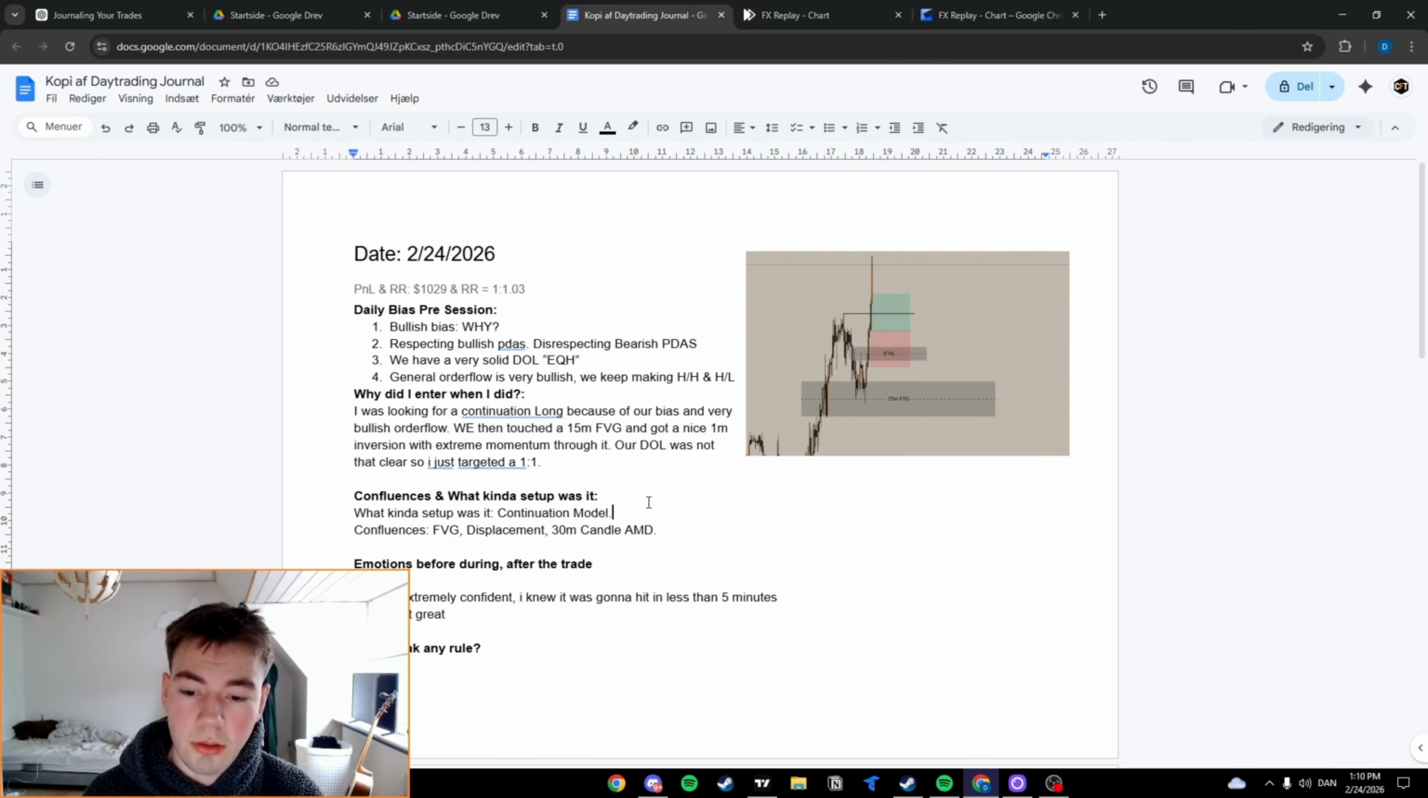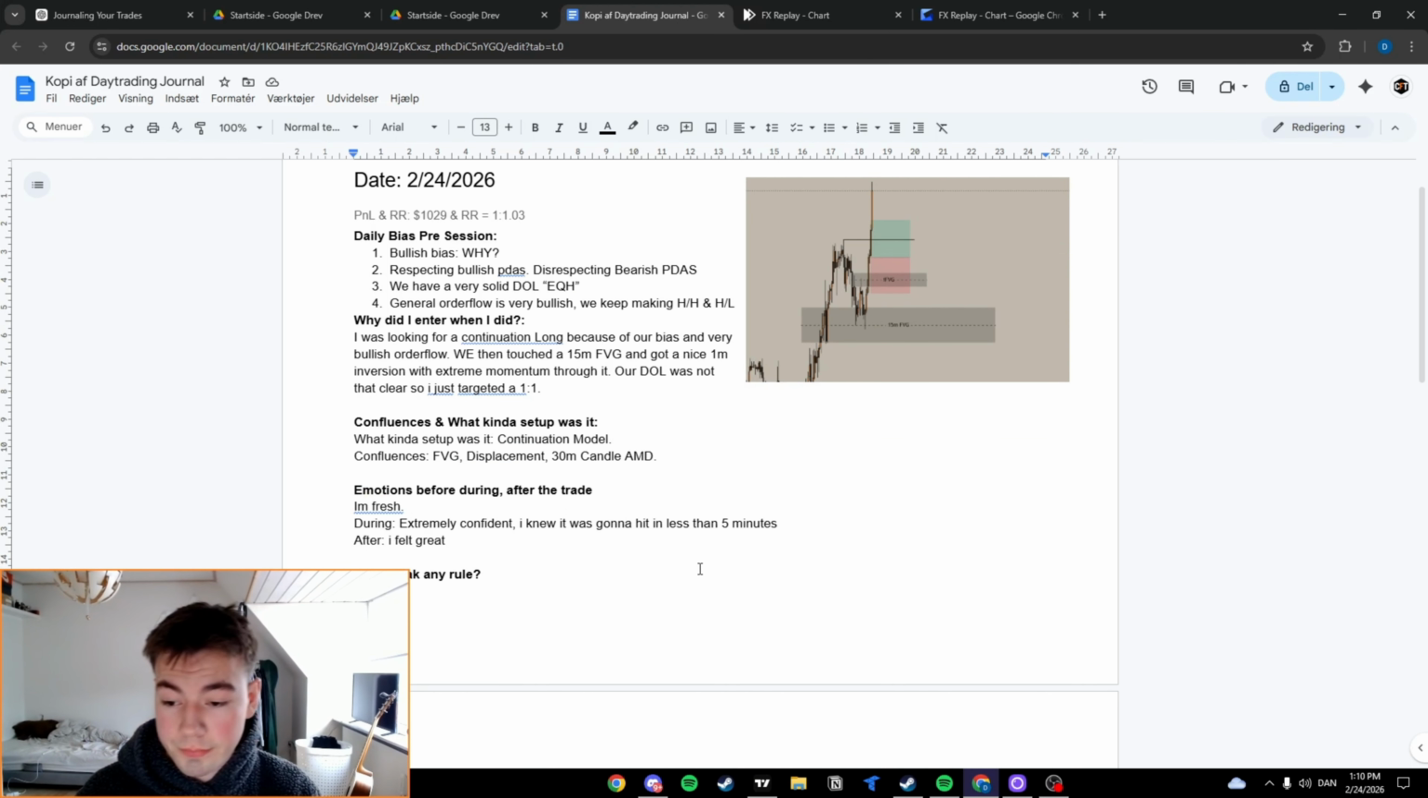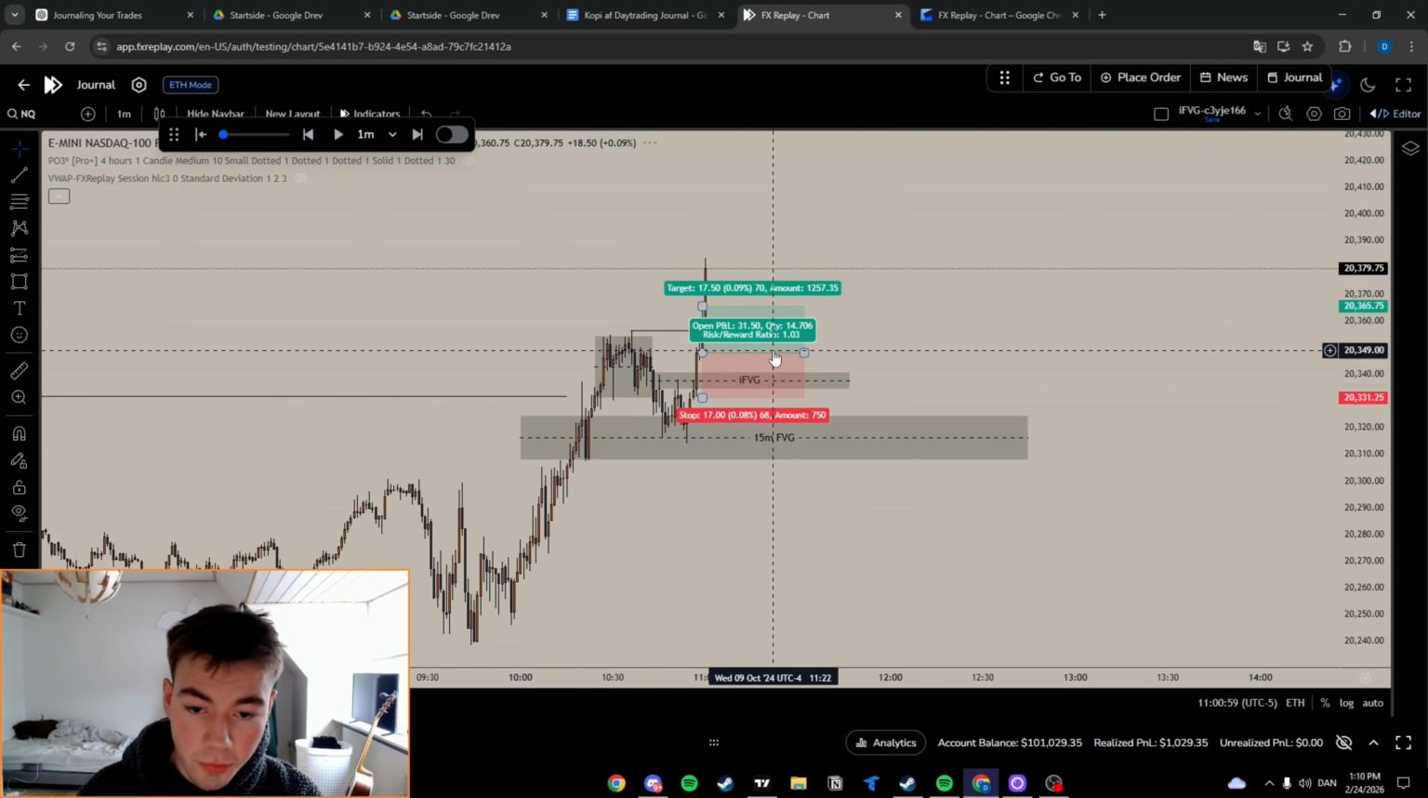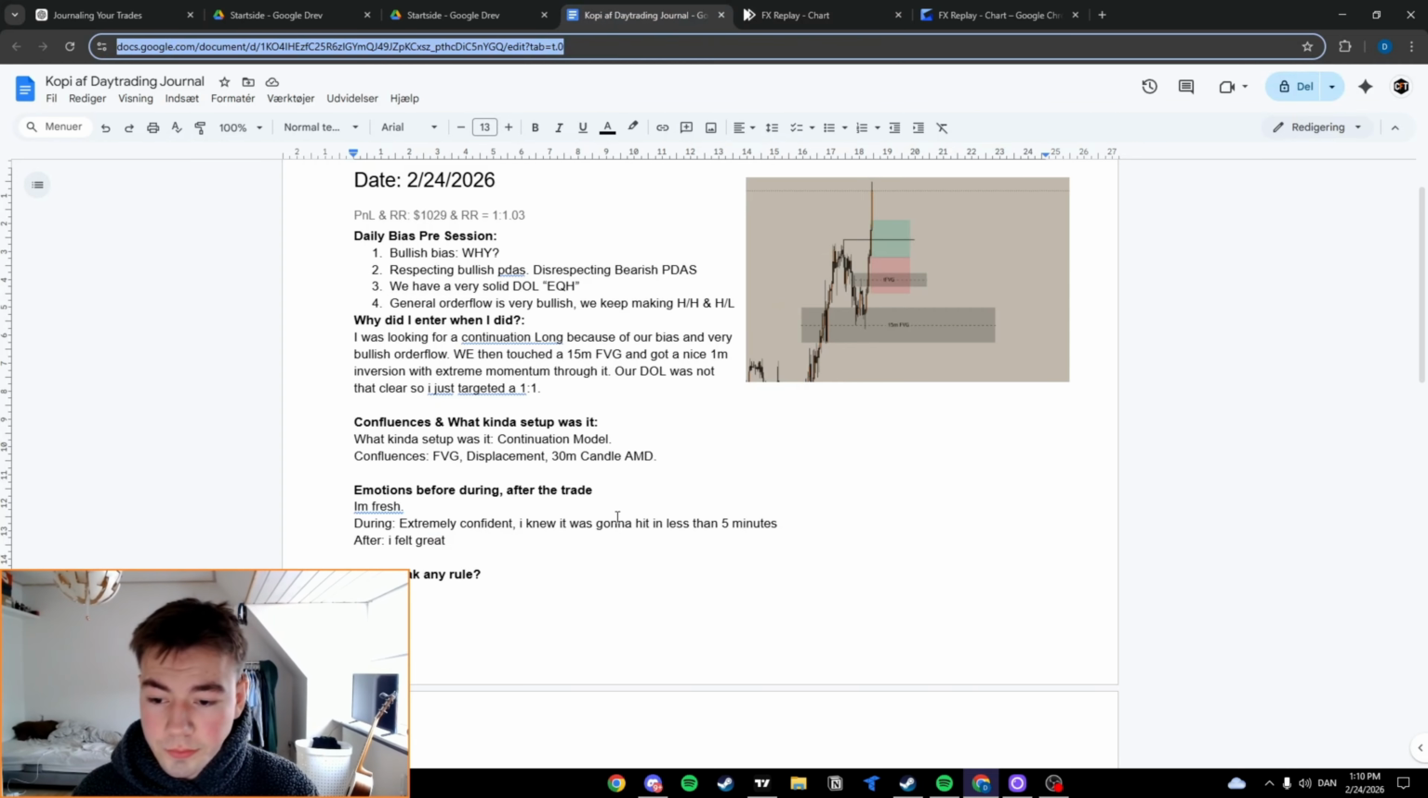Confluences and what kind of setup was it? Here we wrote it was a continuation model. I don't want to explain my continuation model because you should already know it. And confluences, Fibonacci gap, displacement, 30-minute candle, AMD. Emotions before, I just wrote I'm fresh because this is FX replay, can't really have any emotions to be honest. During, I was confident, I knew it was gonna hit in less than 5 minutes based on the momentum we got here, I'm not gonna lie.